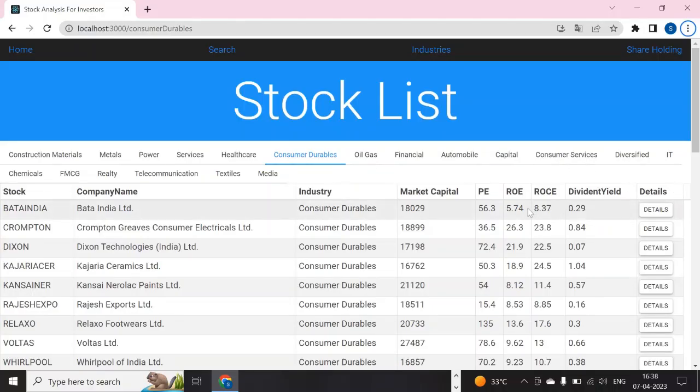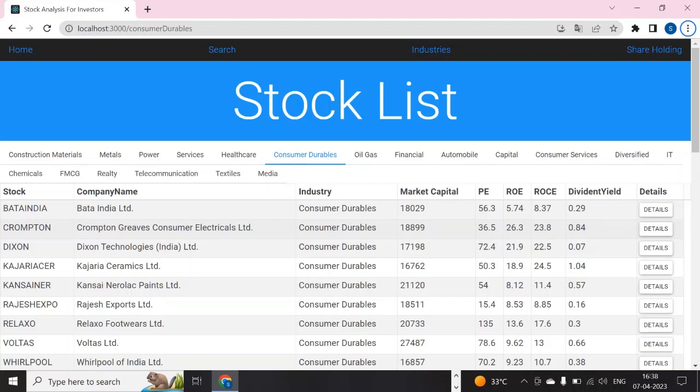The PE ratio of Crompton is 36.5. It is well below the industry level average PE. So 36.5 may be treated as a good stock to invest in, because it can be considered an undervalued stock. However, we need to see the history of this PE ratio.